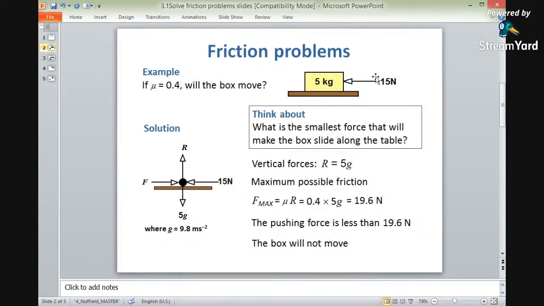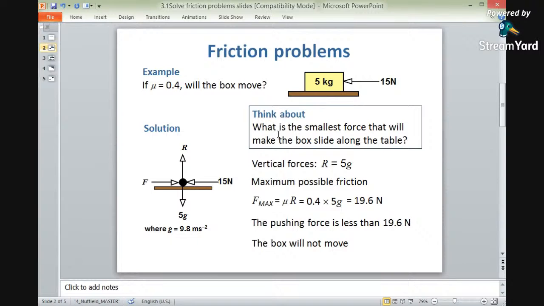Here, a 15 Newton force has been applied on this block. What is the weight of the block? Here the block is 5 kg, and it has been kept on a table. We will see whether this 15 Newton force is sufficient to move the 5 kg block to the right, or whether it will not move.